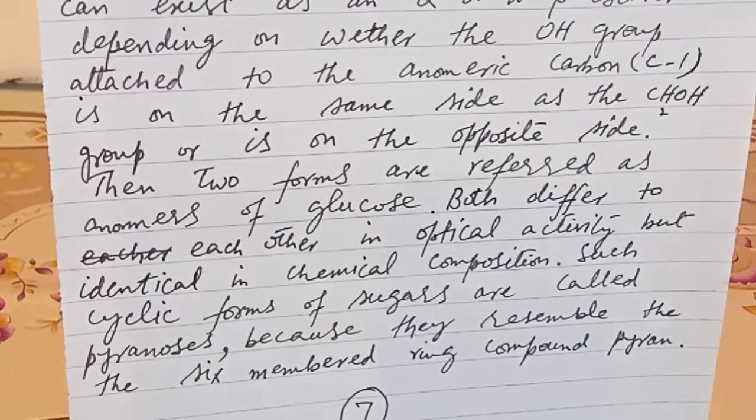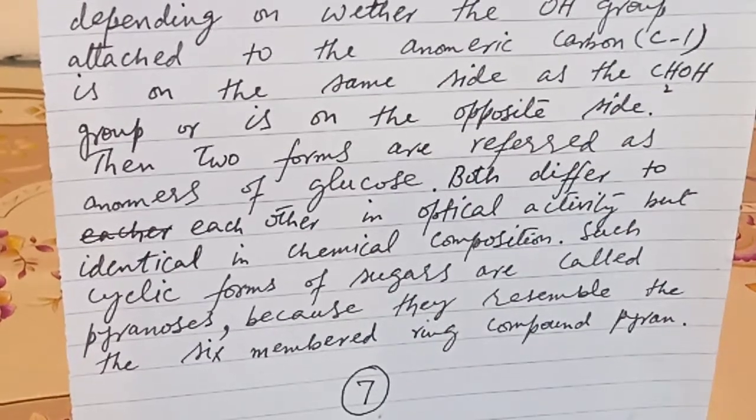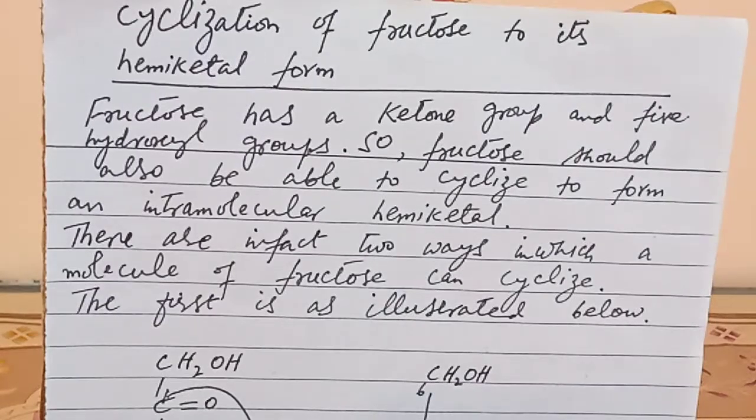Such cyclic forms of sugars are called pyranoses because they resemble the six-membered ring compound pyran. So this is called the concept of the Haworth structure in the case of the aldose type of sugar. Now, cyclization of fructose to its hemiketal form.